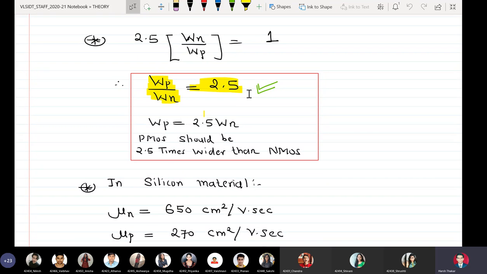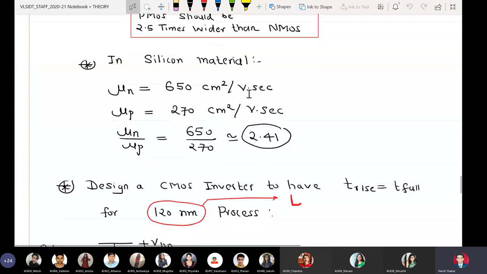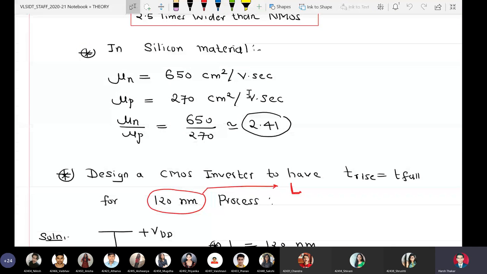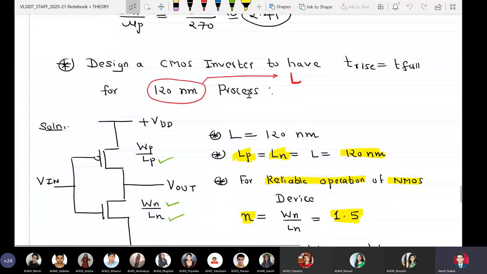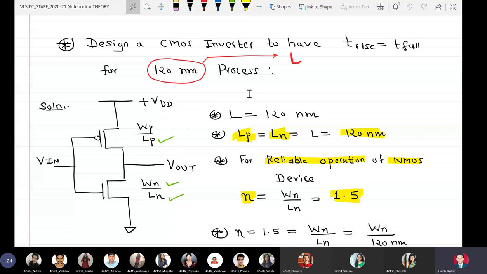And the next fact is that the width of NMOS should be 1.5 times the length of NMOS, and the width of PMOS should be 2.5 times. So we also had justified that for silicon, the electron mobility is 650 centimeter per volt second. The mobility of holes is 270 centimeter per volt second, and the carrier mobility ratio comes out to be 2.41. And then we had taken a numerical which asked us to design a CMOS inverter to have T rise equal to T fall for 120 nanometer process.